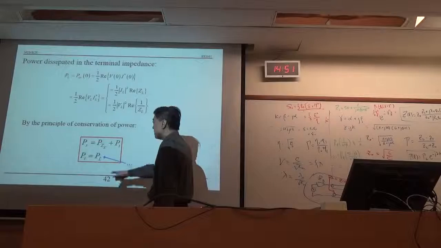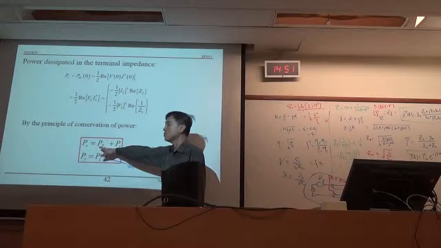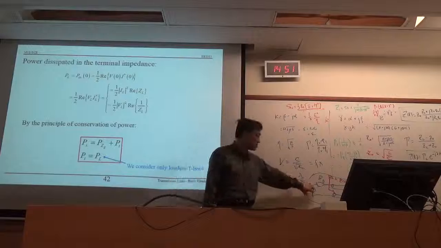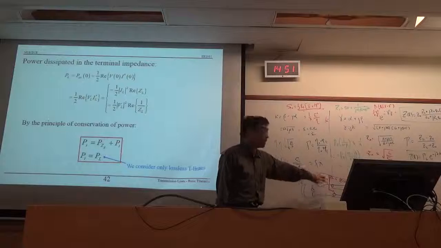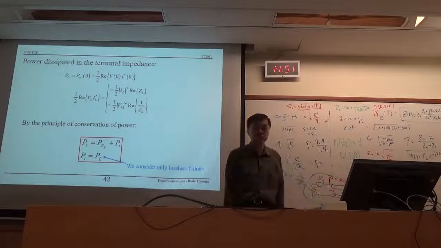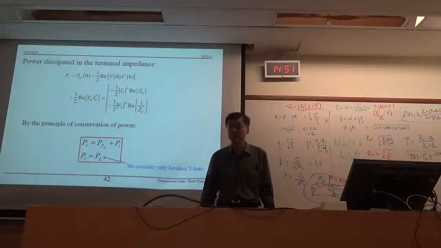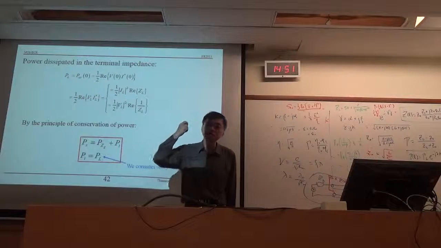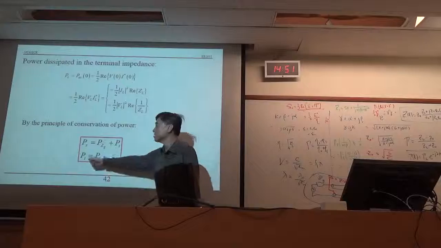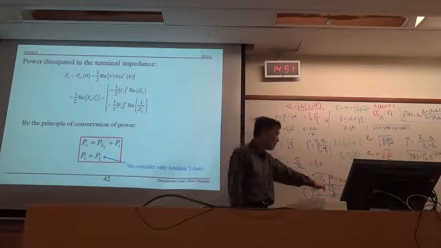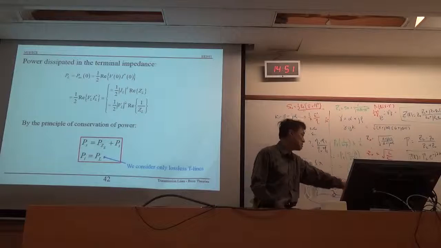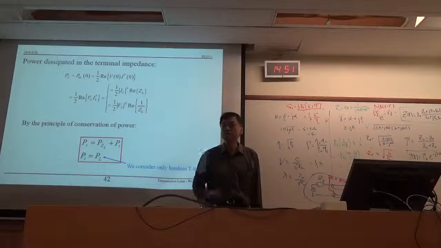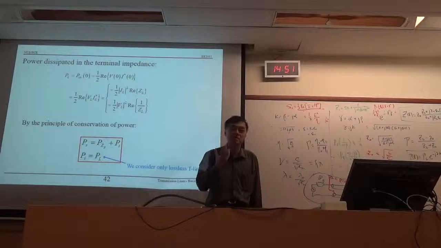Power supplied by the source will be equal to power dissipated by the source impedance plus the power input to the transmission line. Right? Power conservation. Now, if the transmission line is lossless, then the power input to the transmission line will be equal to the power dissipated by the load, because if the transmission line is lossless, that means it does not dissipate any power.